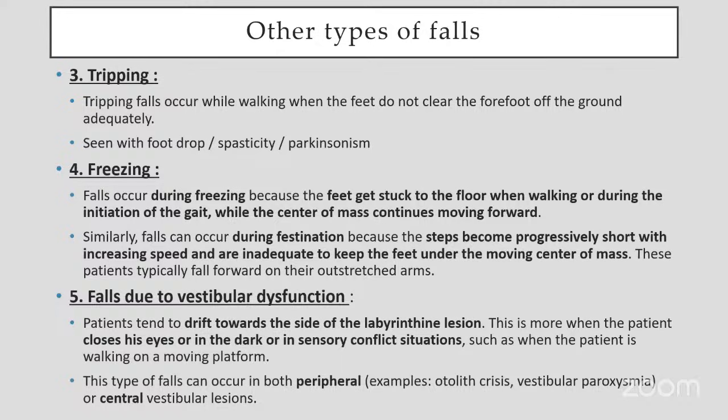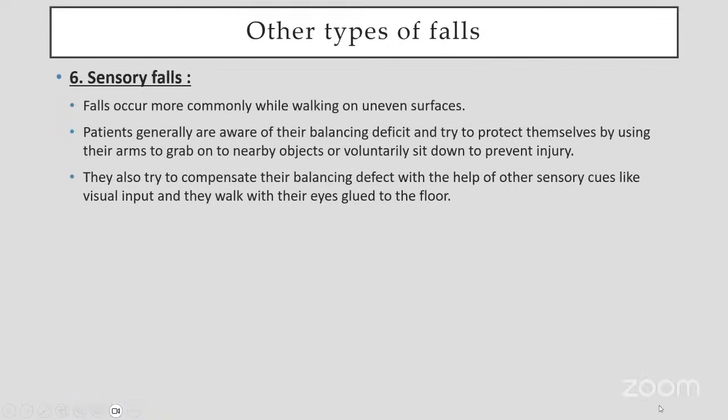So next, falls due to vestibular dysfunction. Vestibular patients tend to drift towards the side of the labyrinthine lesion. This is more when the patient closes his eyes, or in the dark, or in sensory conflict situations, such as when the patient is walking or moving on a moving platform. This type of fall can occur in both peripheral or central vestibular lesions, peripheral such as Meniere's crisis and vestibular paroxysm.